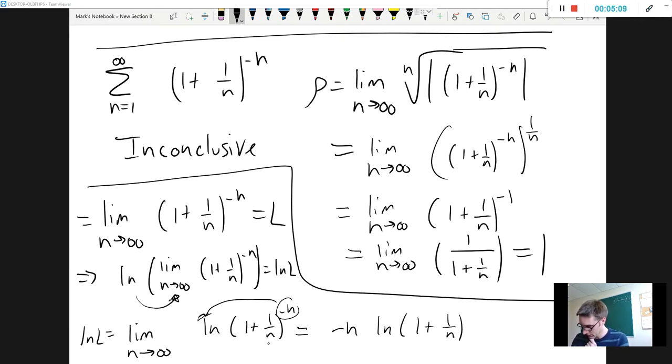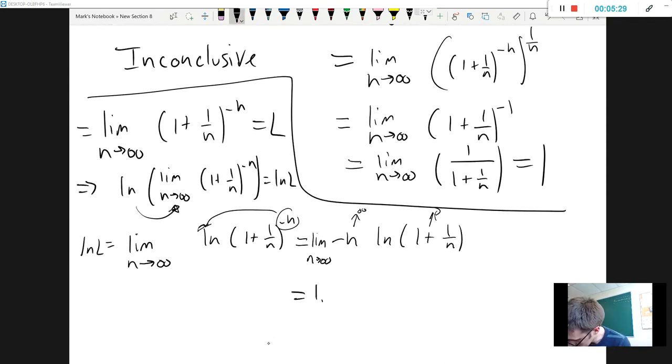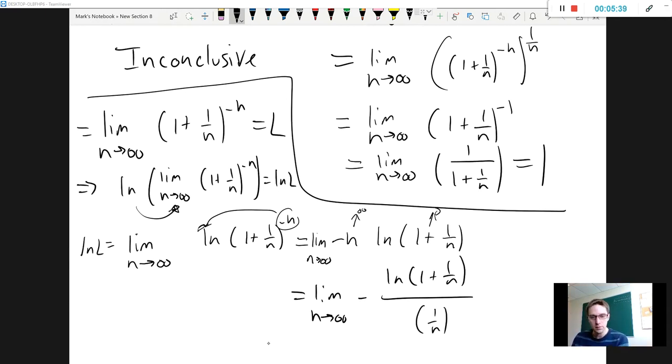And, well, as n goes to infinity, what happens to that? Well, this first term wants to go to infinity, and this other term wants to go to 1 plus 0, so log of 1, which is 0. Well, that's indeterminate. But what we can do is write this as log of (1 plus 1 over n) over 1 over n. You can check that multiplying by n is the same thing as dividing by 1 over n. And now we have infinity.